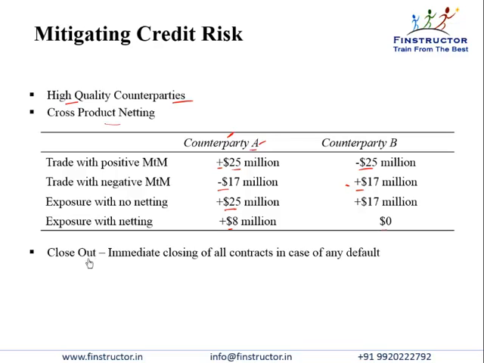In closeout netting, all contracts are immediately closed in the case of default. So if default happens on any one contract, then all contracts between A and B will be immediately closed and settled.